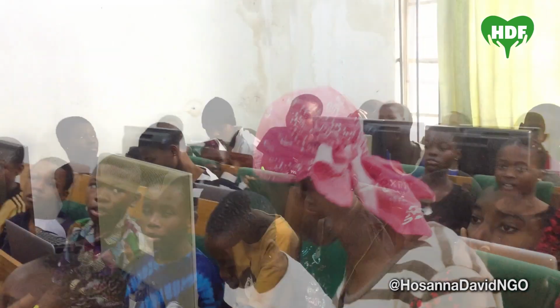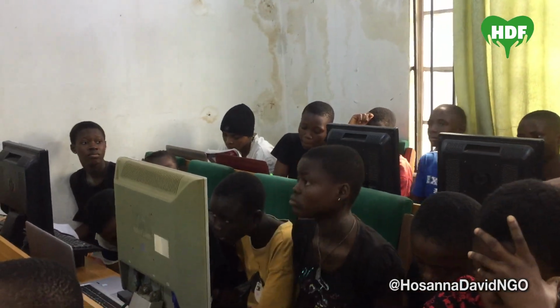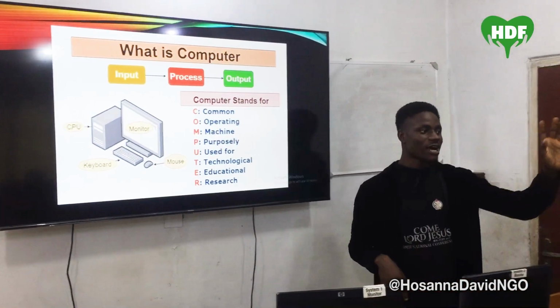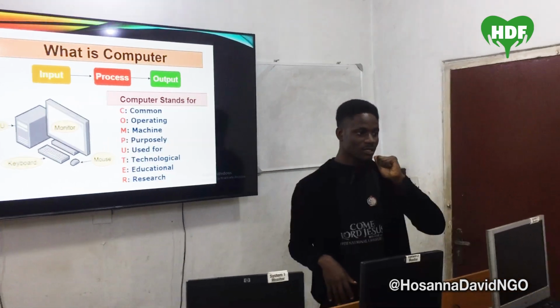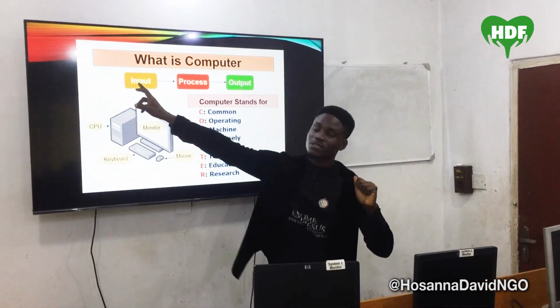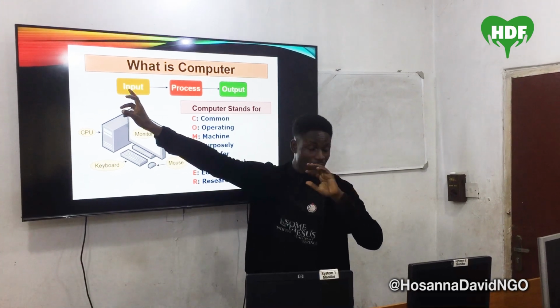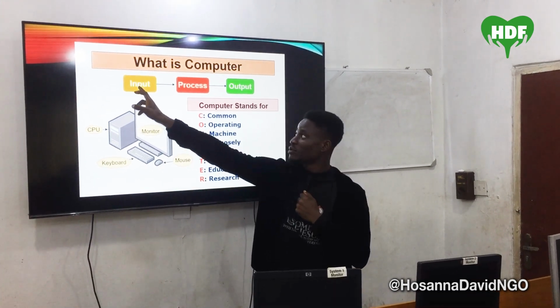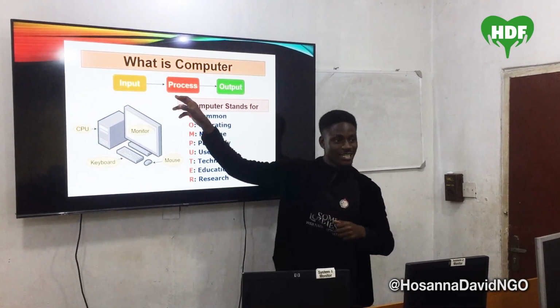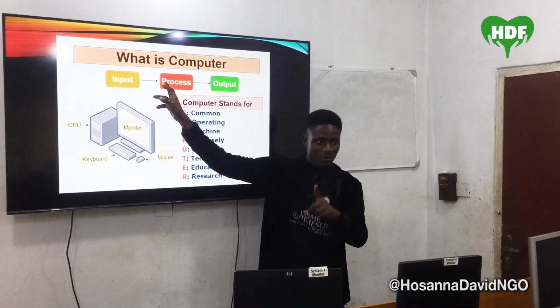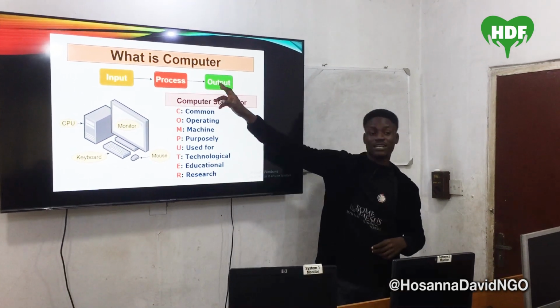Computer can be defined as an electronic device used to accept data, process data. Okay, amazing. So she's giving me two things that I really want. It accepts data as input. Process the data, then the last one gives out the data as information.